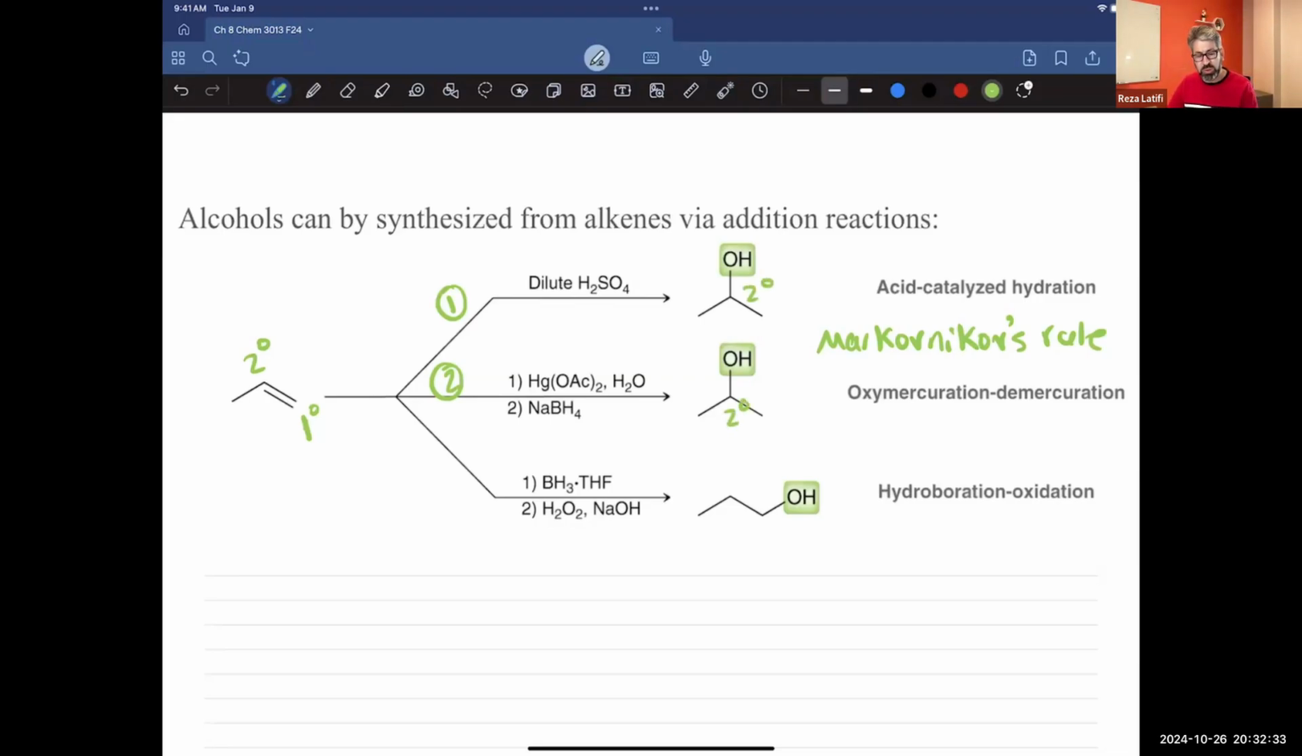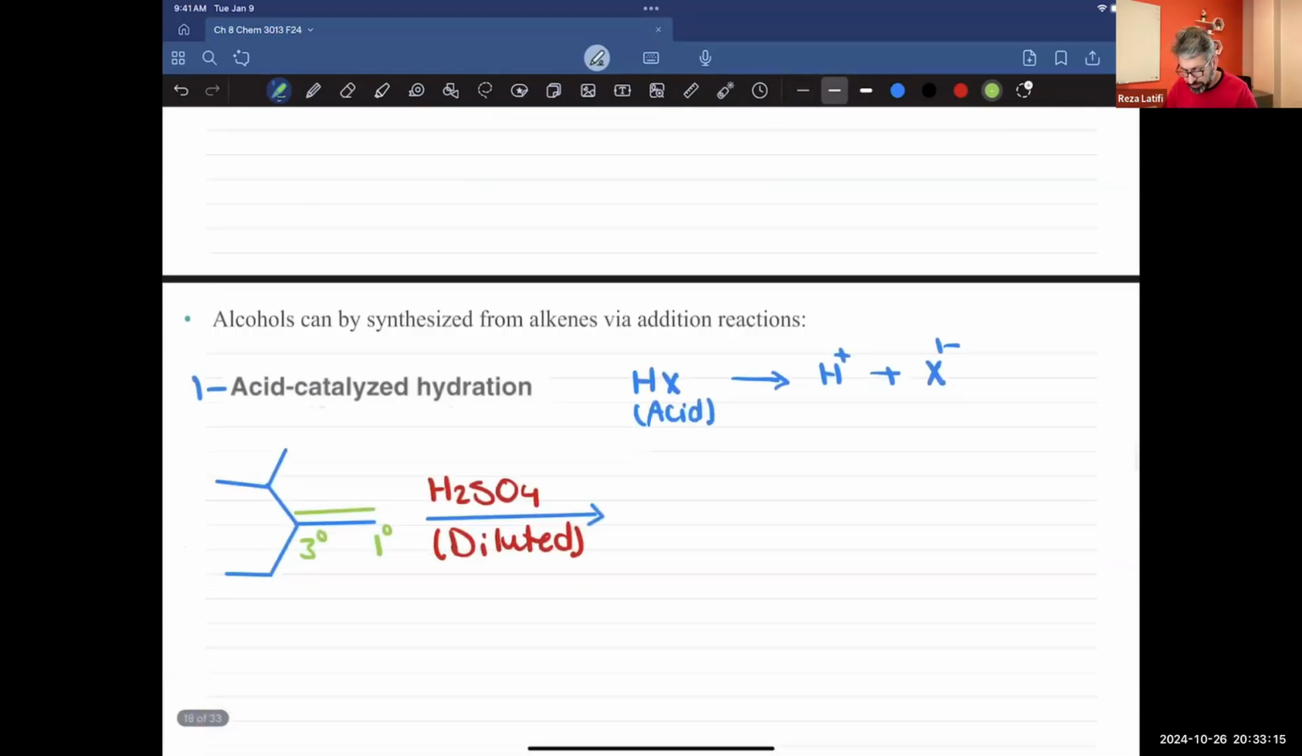The last method, when we are using a boron compound, we get the anti-Markovnikov product. What does it mean? It means the OH will show up on a carbon with fewer substituents. This one is a primary carbon, and the OH showed up there. So we got a primary alcohol. With this technique, two of them are giving me secondary alcohol, and another one gave me primary alcohol. Let's go after them one by one.